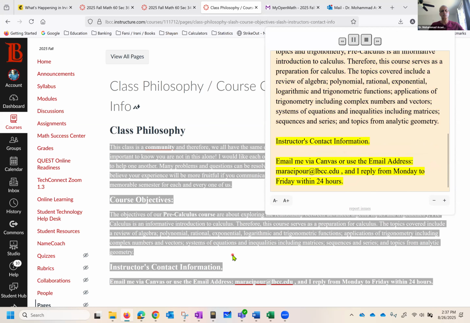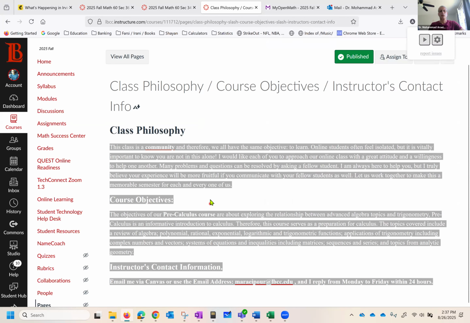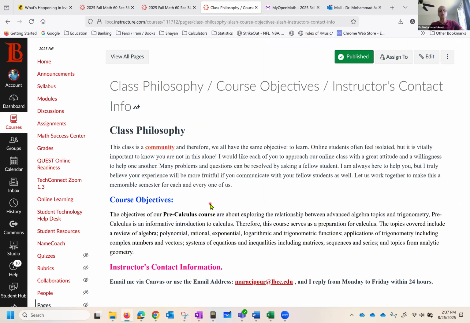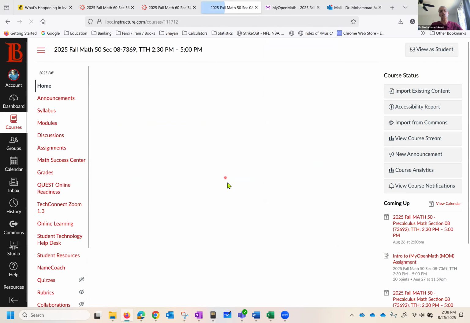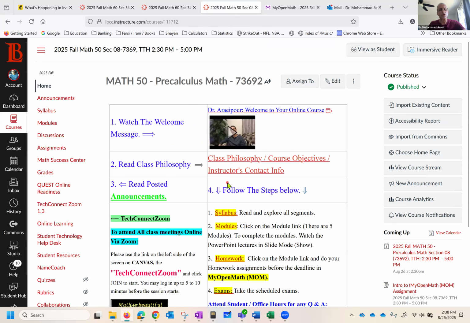Instructor's contact information. Email me via Canvas or use the email address maraeipur@lbcc.edu, and I reply from Monday to Friday within 24 hours. I want to mention, if you email me from Canvas, I have the information about the course you're emailing from. If you are emailing me using my email address, make sure you put your information in the subject line, which means the course that you are emailing from.